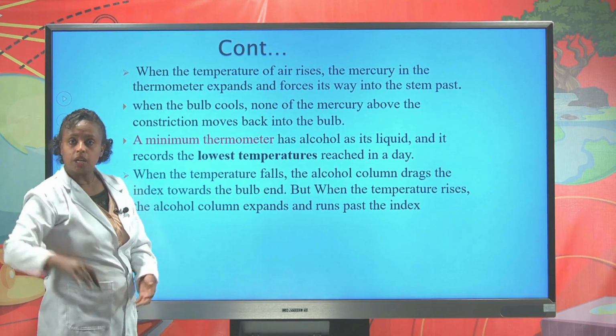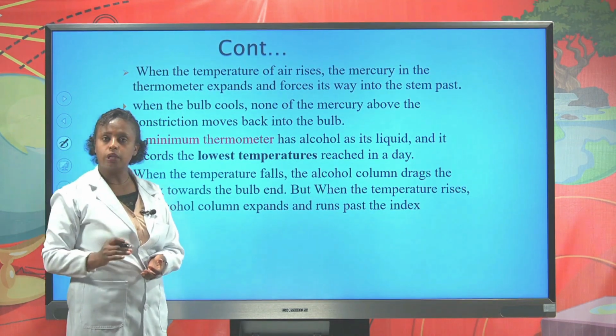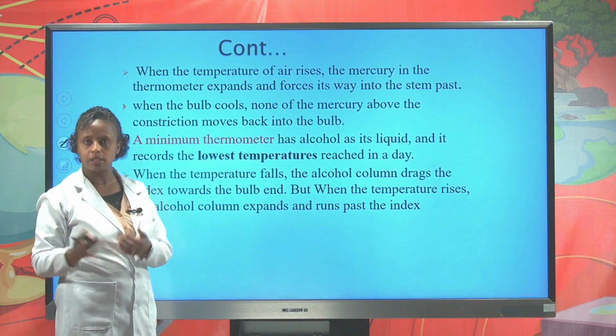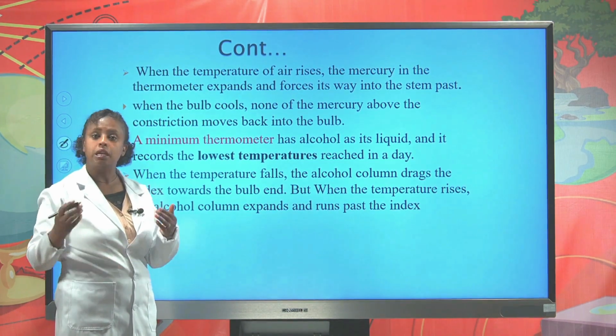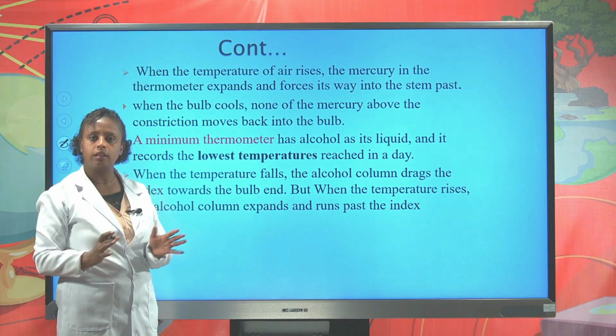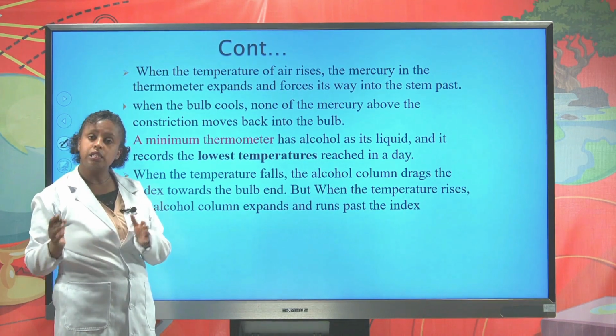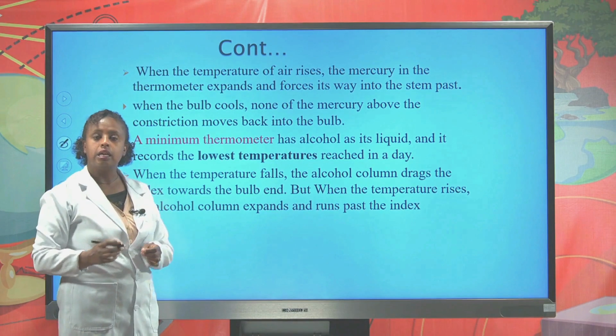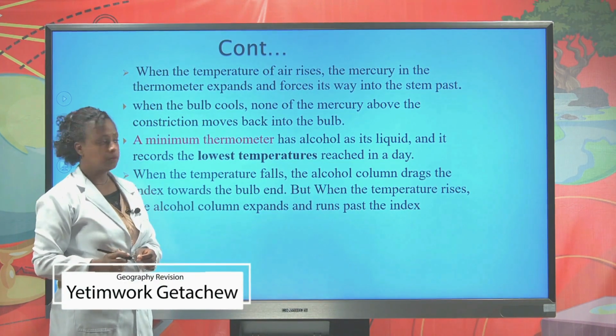When the temperature rises or increases, the mercury in the thermometer expands and is forced away into the stem. And when the temperature falls or decreases, none of the mercury returns back to the bulb. This is because the length of the mercury in the thermometer remains constant.